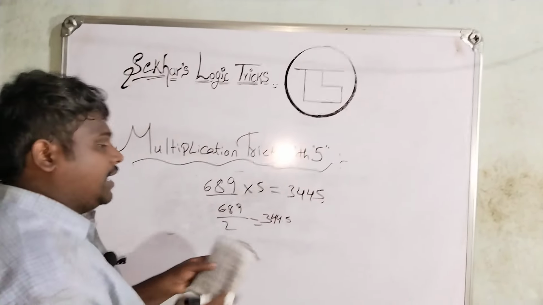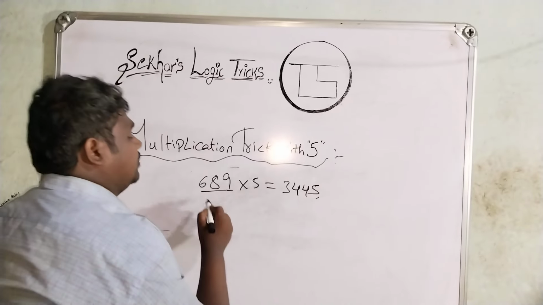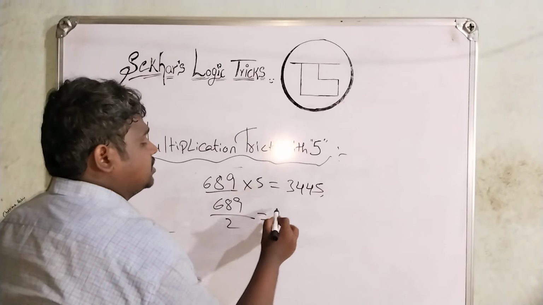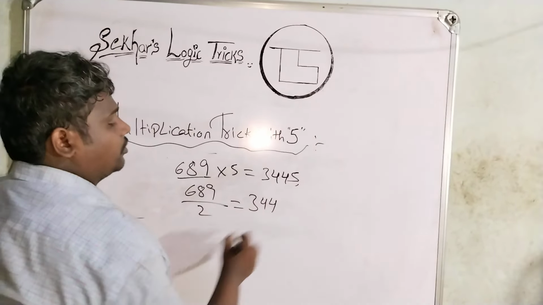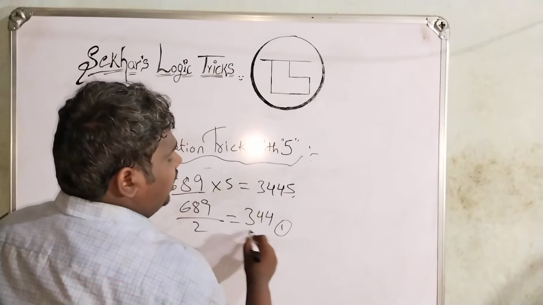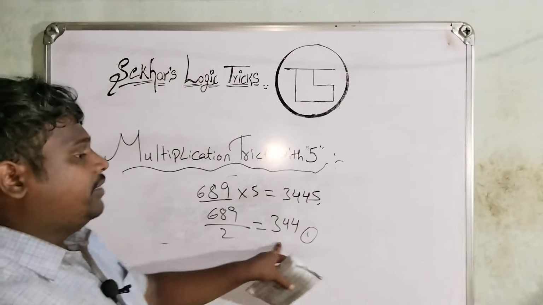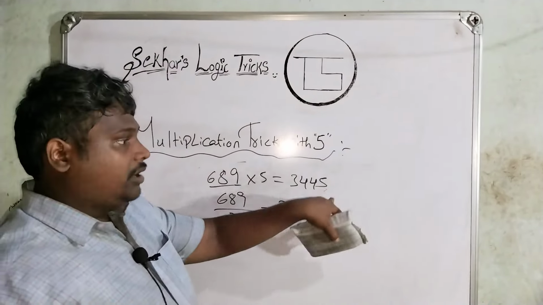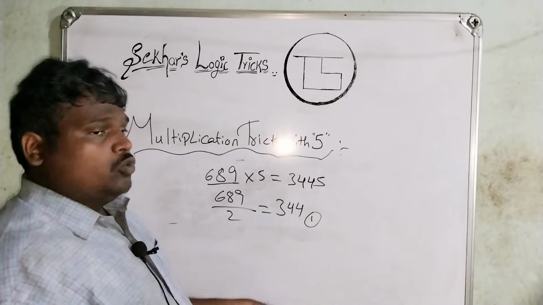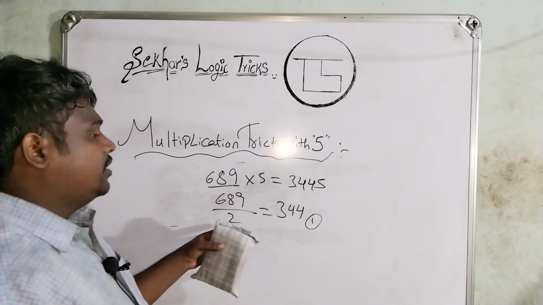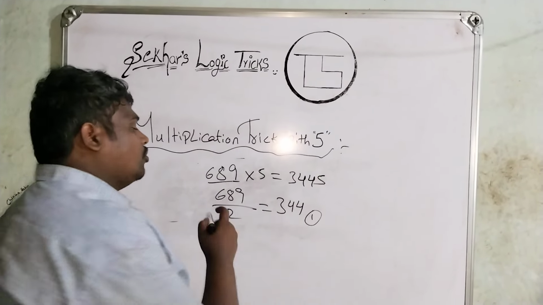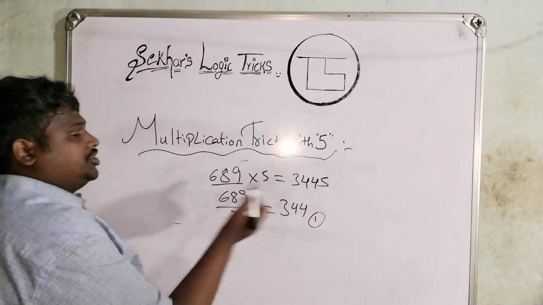Let us explain once more. See, 689 by 2 is 344. The remainder is 1. Whenever we get a remainder of 1, place 5. We don't get a remainder other than 1 here. Whenever we get a remainder, place 5 as the answer. If there is no remainder, place 0 as the answer.